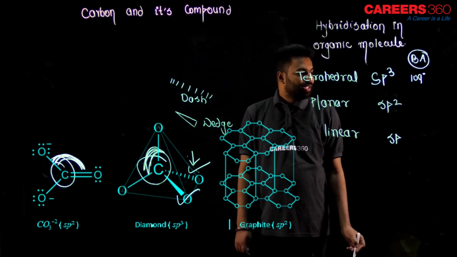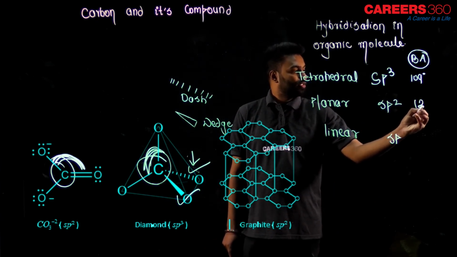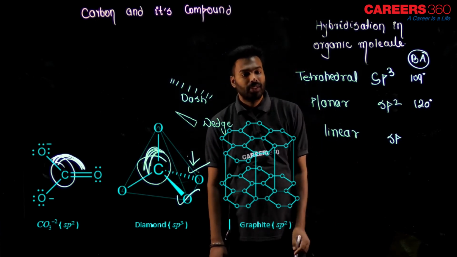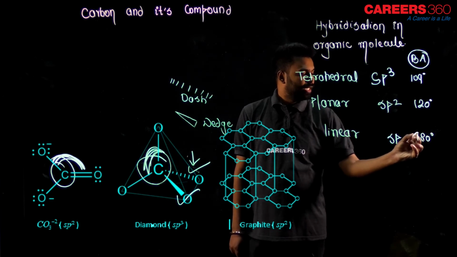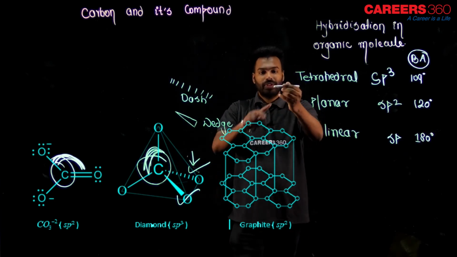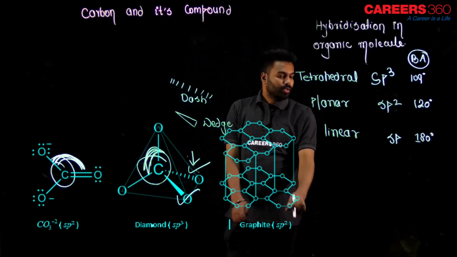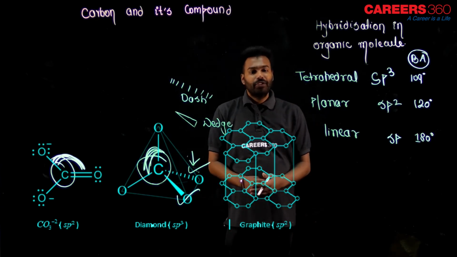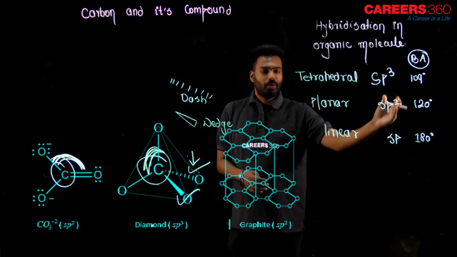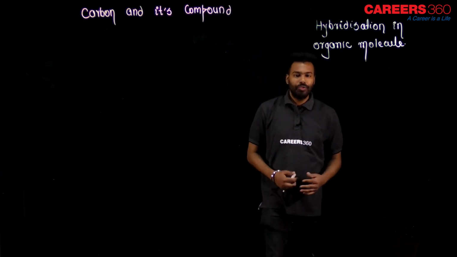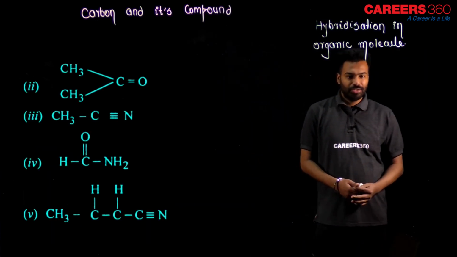Whenever it is planar, the bond angle is 120 degrees. When it is linear, the bond angle is 180 degrees. Linear means 180 degrees. So in this way, I gave you the idea of hybridization, then its geometry and bond angle. Let's solve a few questions about the hybridization topic.